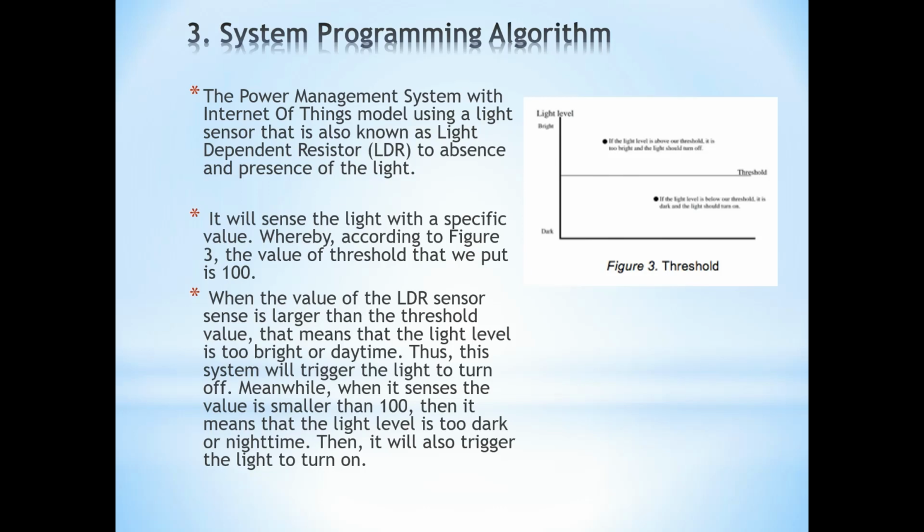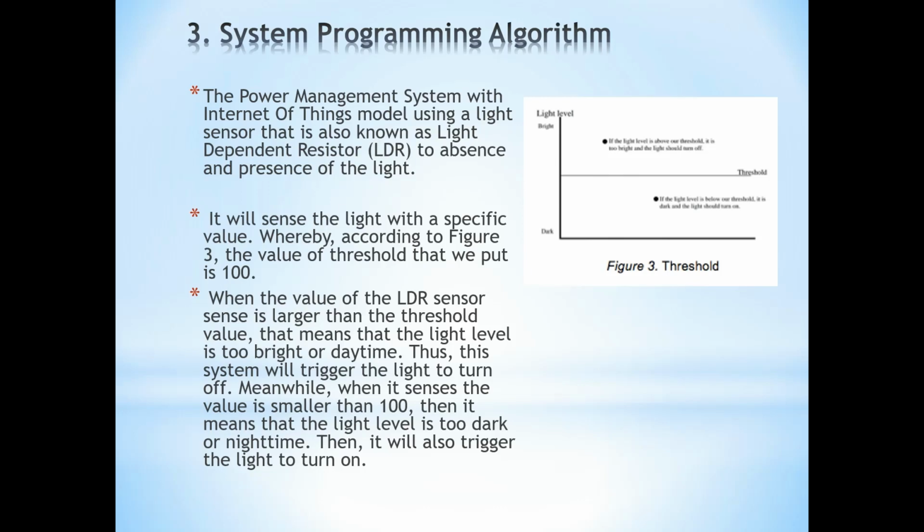System programming algorithm. The power management system with Internet of Things model uses a light sensor, also known as light dependent resistor, LDR, to detect the absence and presence of light. It will send the light with a specific value, maybe according to figure 3. The value of threshold that we put is 100.